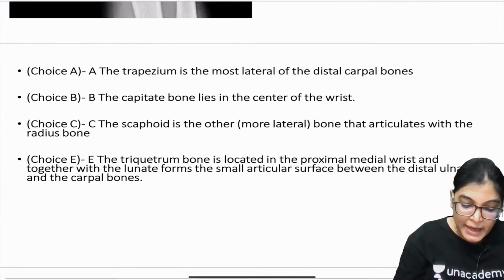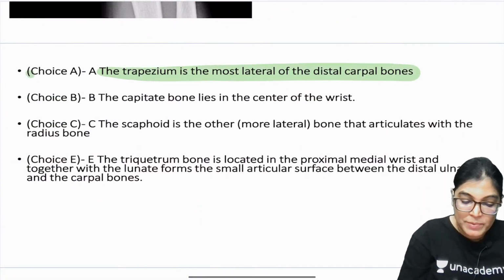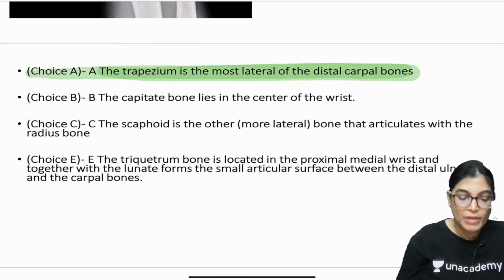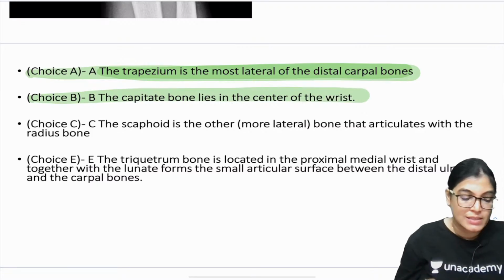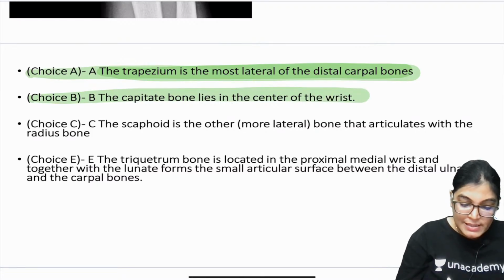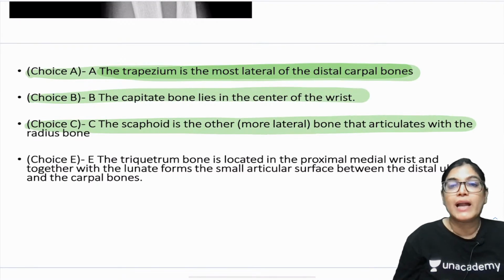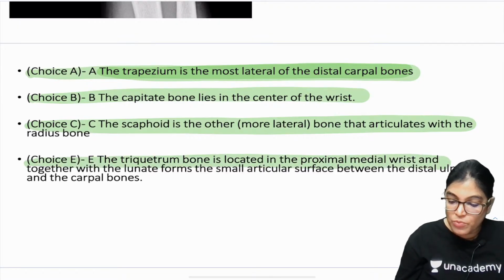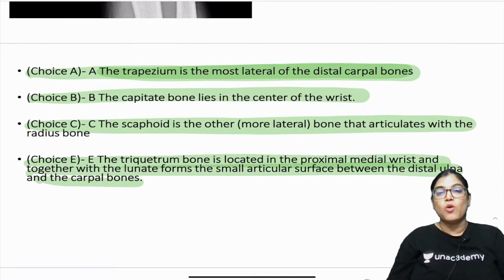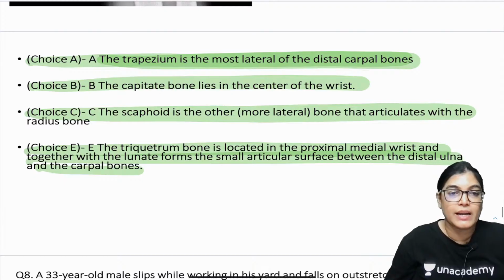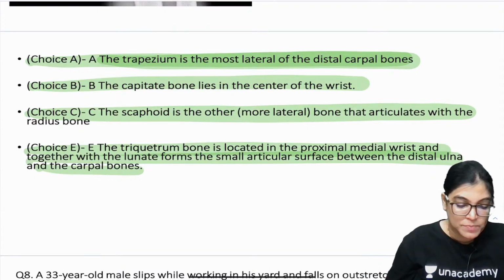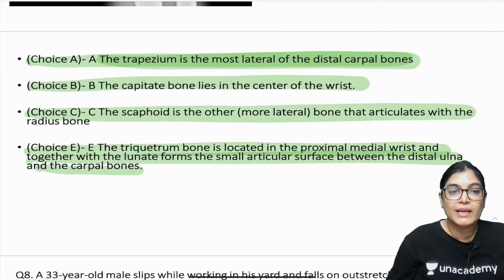So option A is not correct because option A is the trapezium, and it is the lateral most bone of the distal row. Option B is not correct because it is the capitate. C, scaphoid is more lateral, so it can't be the correct answer. And E is the triquetrum, a bone of the proximal medial wrist, which is again forming a small articular surface with the distal ulna. So is it okay? Yes, pisiform is P-shaped.